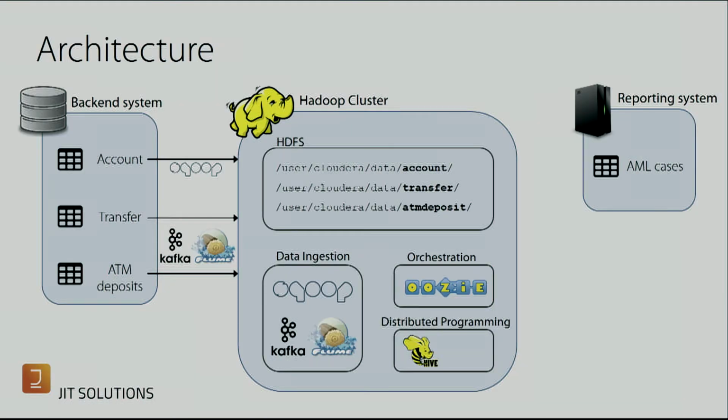So we have data on transfers and ATM deposits being streamed to our cluster, let's say in close to real time. And now the very last part that we have left is the implementation of the Spark job, which will do the actual export from Hadoop to the external table in the database. Here it is called AML cases.